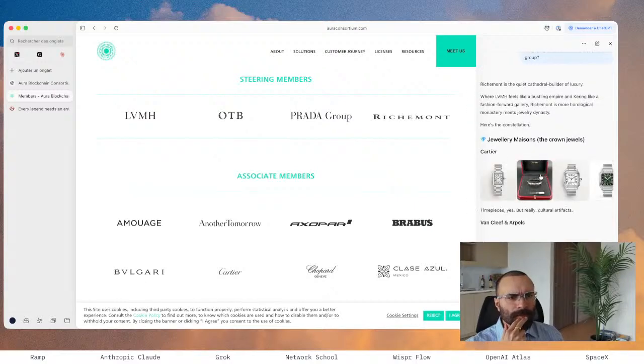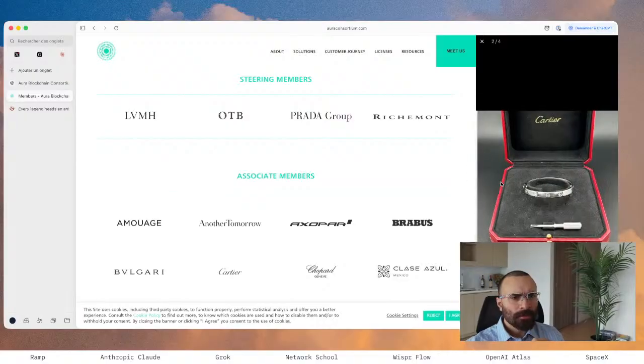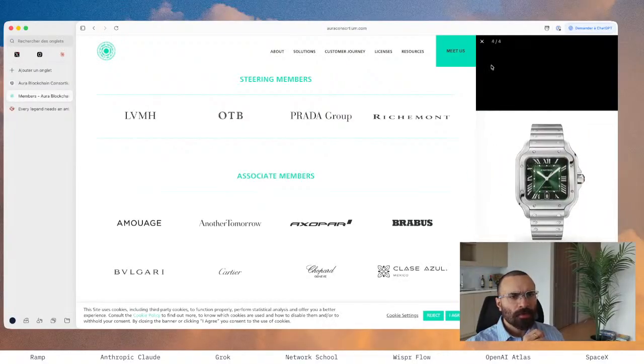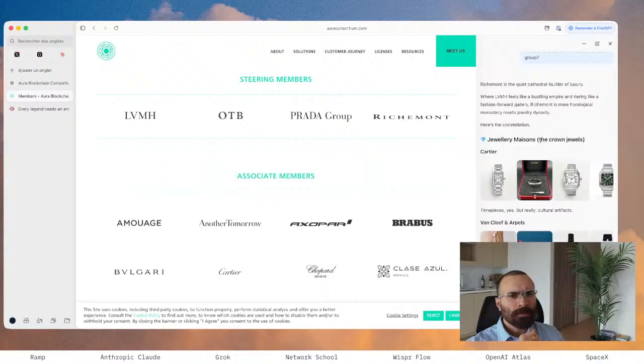Jewelry Maisons. Cartier. Oh wow. The crown jewel. Cartier. Richemont: quiet cathedral builder luxury. LVMH feels like a bustling empire and Kering like a fashion forward gallery.